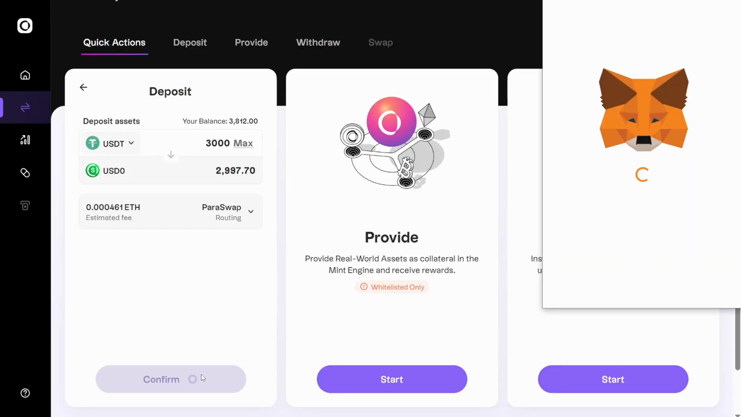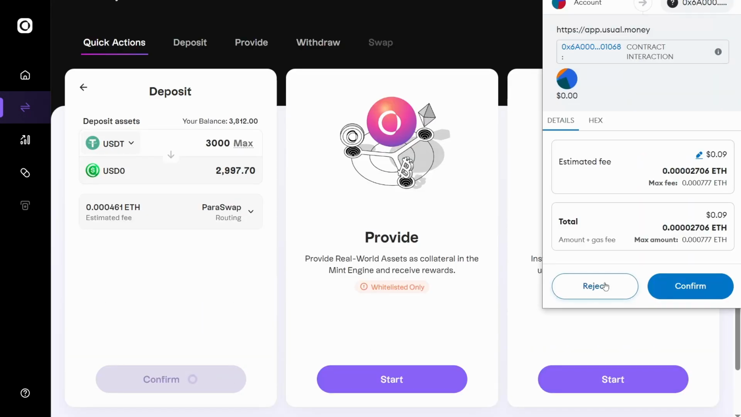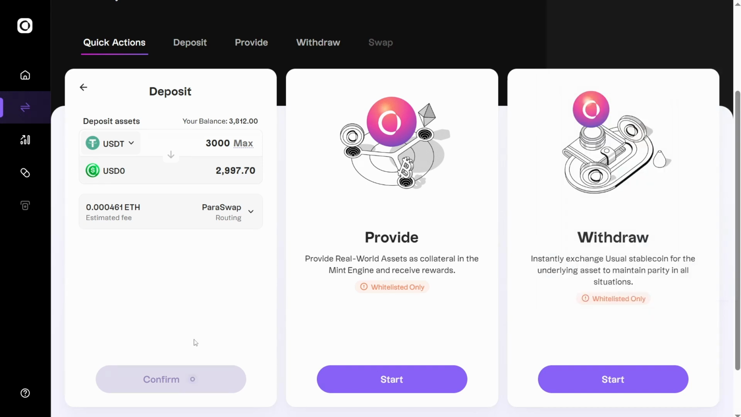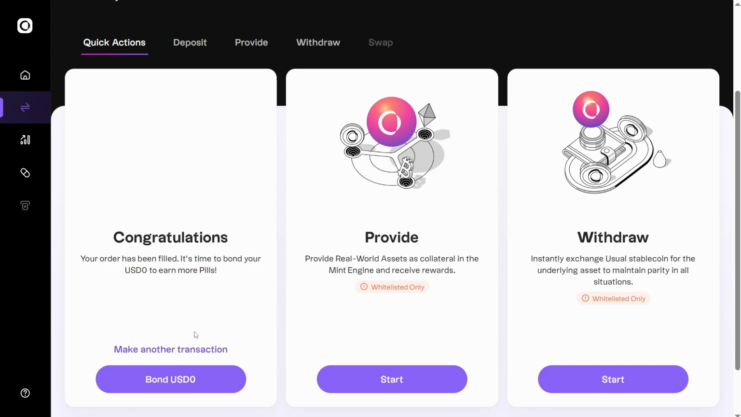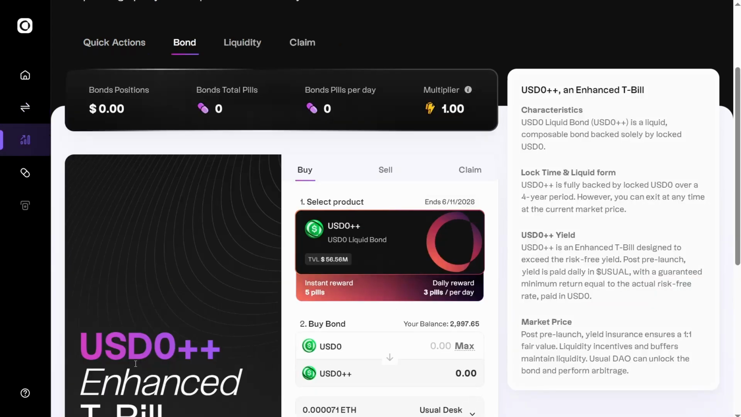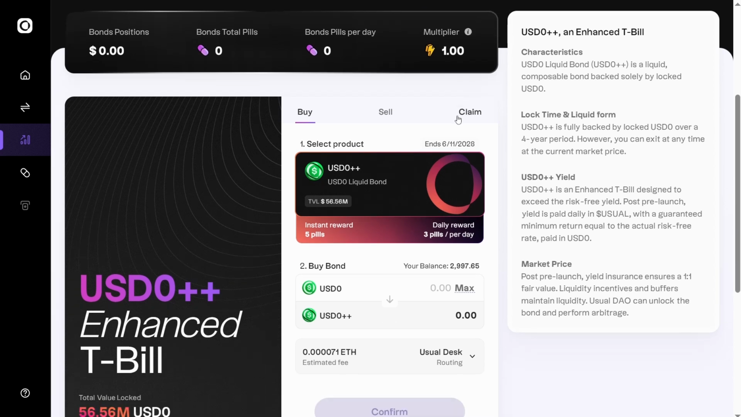Click confirm once more. This transaction costs $1.83. Wait for the process to complete. Congratulations, your order has been filled. I can then bond USD0 right from here, or I can go to the usual desk. I have a multiplier of 1, so I actually don't have a multiplier.